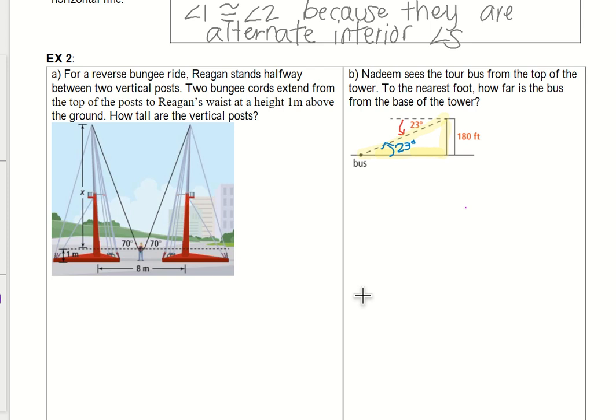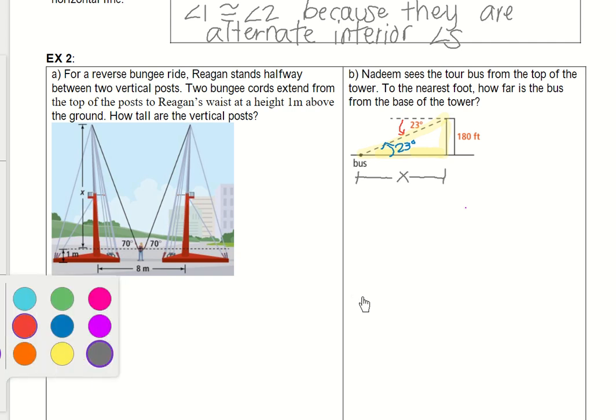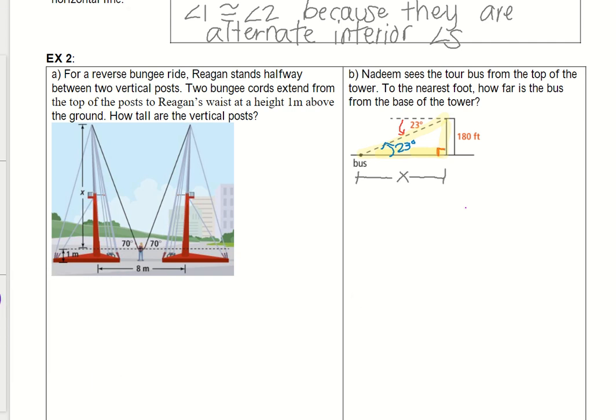Since I've annotated that, let's just look at this. Nadim sees the tour bus from the top of the tower. To the nearest foot, how far is the bus from the base of the tower? They know that the tower is 180 feet. They know that the angle of depression that Nadim is looking at the tour bus is 23 degrees, which means the angle of elevation from the bus to the top of the tower is also 23 degrees. They want us to find the length of this side. Again, we're assuming the tower is perpendicular to the ground, so we're creating a right triangle.